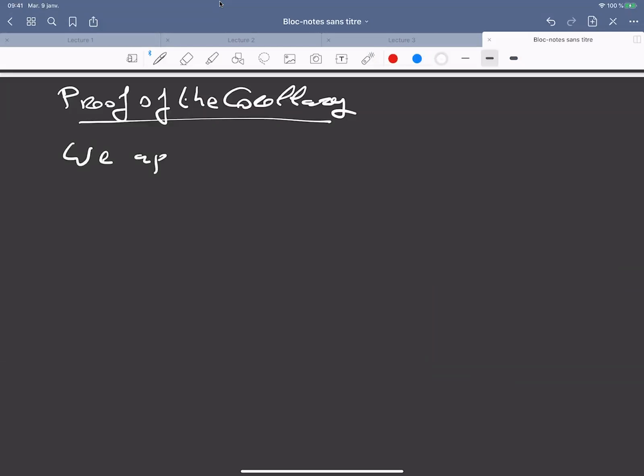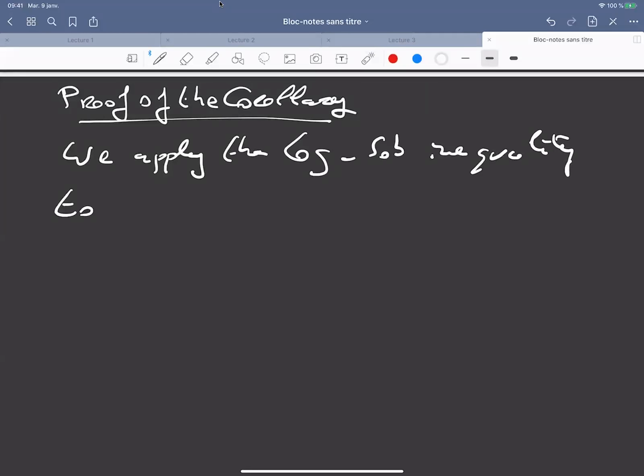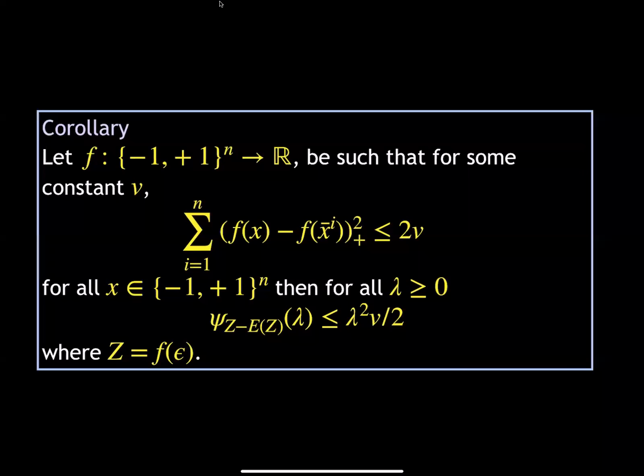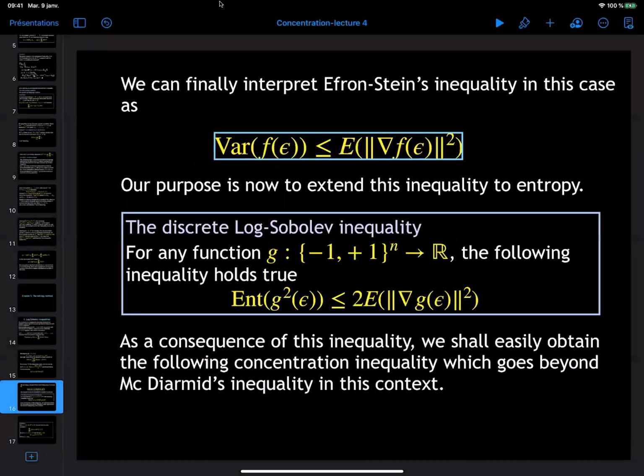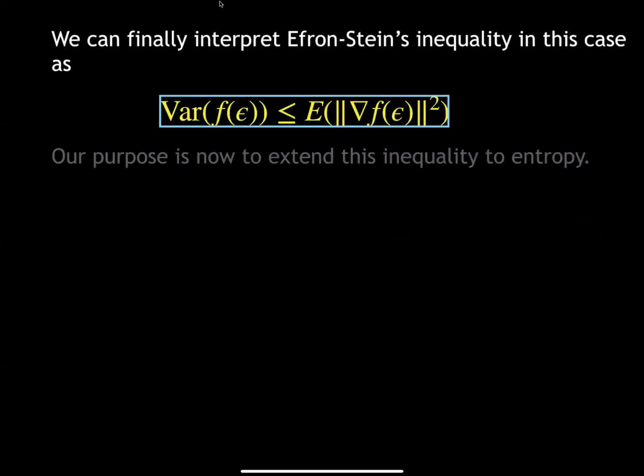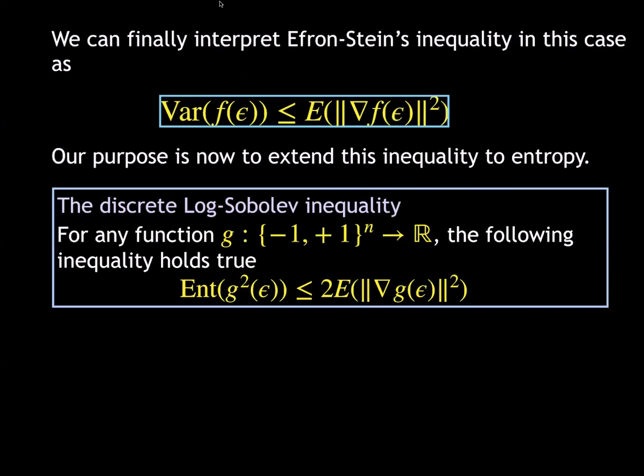So we apply the log-Sobolev inequality to g, which is equal to exponential of lambda f over 2. Sir, I forgot to ask, what is the log-Sobolev inequality? Could you show it once more, to understand this proof well? Yes, this one. This is the log-Sobolev inequality.